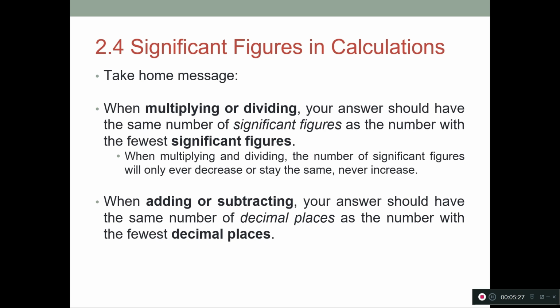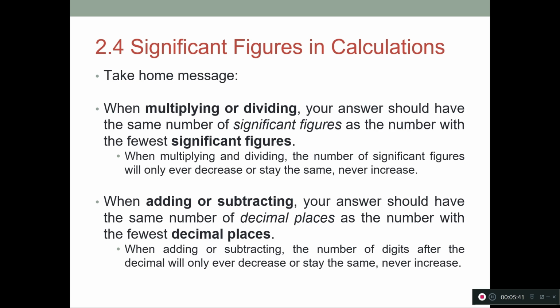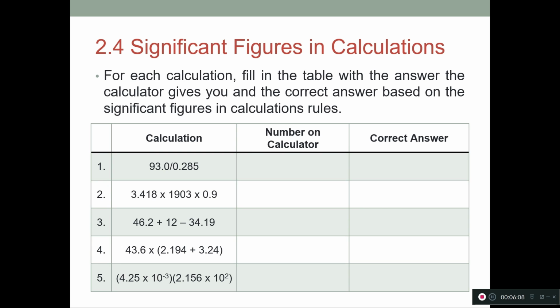So when you're multiplying or dividing a bunch of numbers, your answer should never have more significant figures than anything that you were actually multiplying or dividing. It should only ever stay the same or decrease. When we're adding or subtracting, the number of digits after the decimal will only ever decrease or stay the same. It will never increase. But we can actually increase the overall number of significant figures because you can actually increase the number that you would have before the decimal place. And so here we have some practice problems.